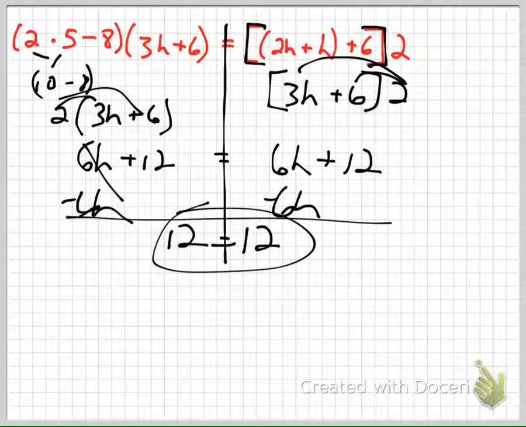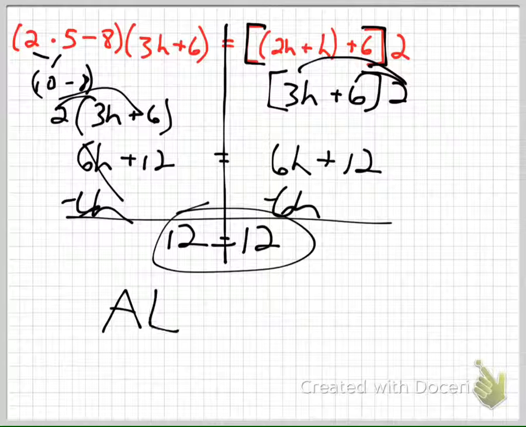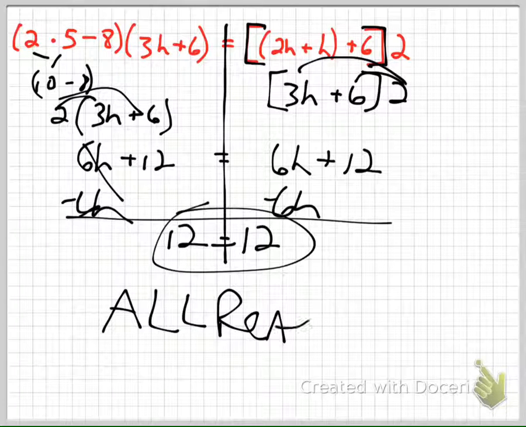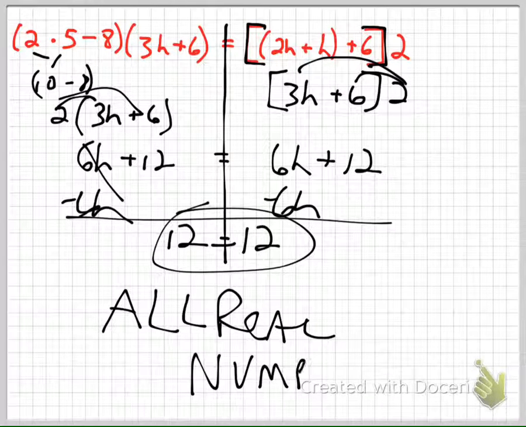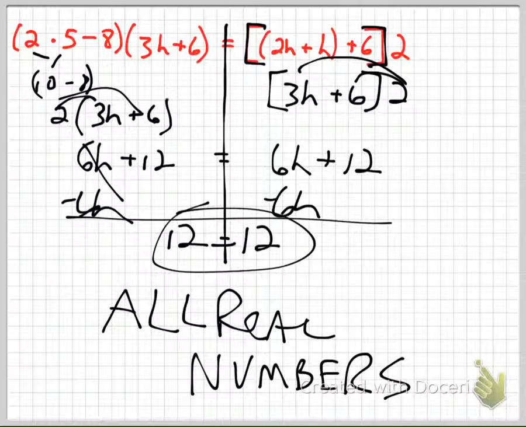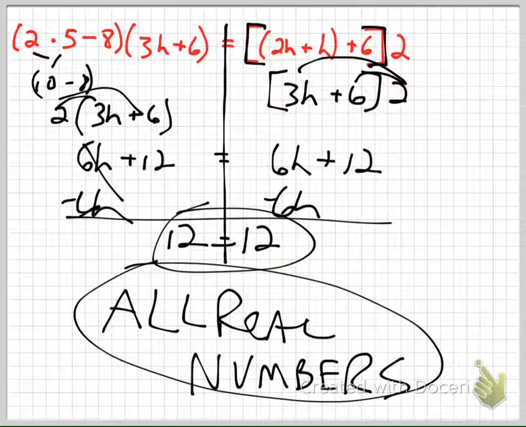So then, the answer to this is, whenever you get an equation where the answer is 5 equals 5, or negative 2 equals negative 2, or a million equals a million, it doesn't matter what the variable is, the answer is all real numbers. All real numbers is the answer. No matter what number you have the variable be, 12 is going to equal 12. So that's how you answer that.